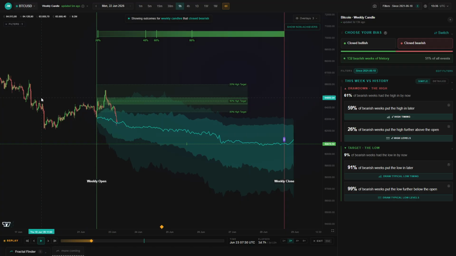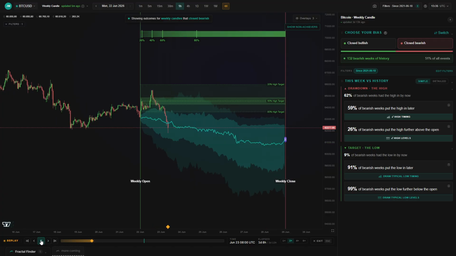In my opinion, as soon as we woke up on Tuesday morning, my bearish bias that I formed at the beginning of the week was confirmed by the Brighter Lens platform. Now, at this moment in time, what we also knew is that only 9% of bearish weeks had a low in by now. 91% of bearish weeks put the low in later, and 99% of bearish weeks put the low in further below the open, which means plenty of distance left to be made to the downside, plenty of room left for new lows to be made to the downside as long as the weekly high holds.